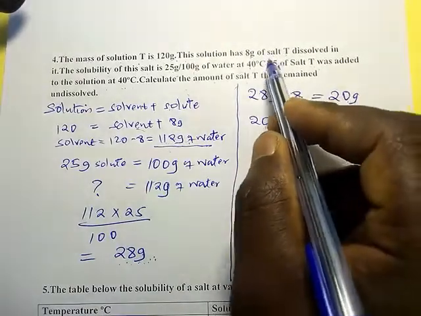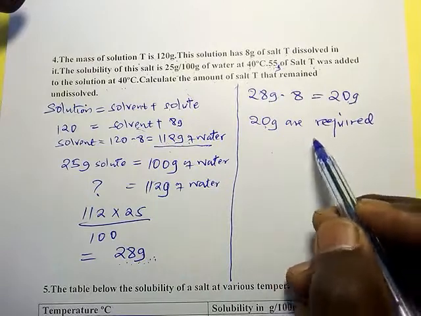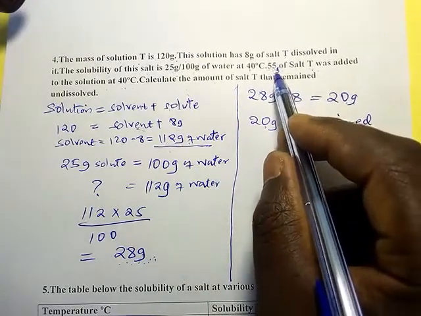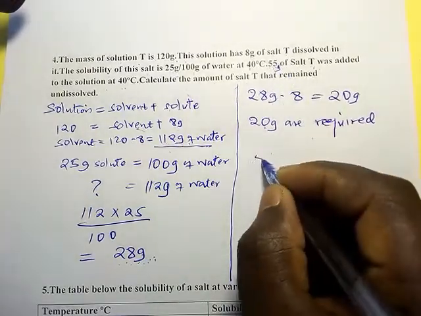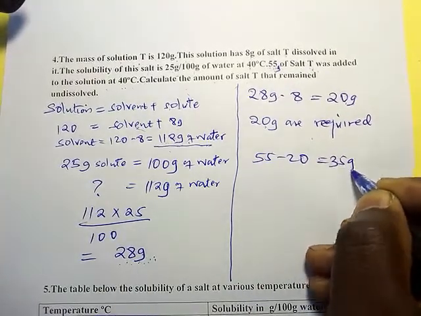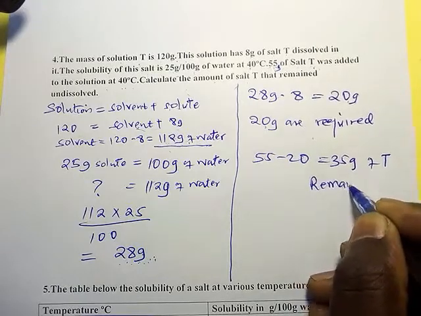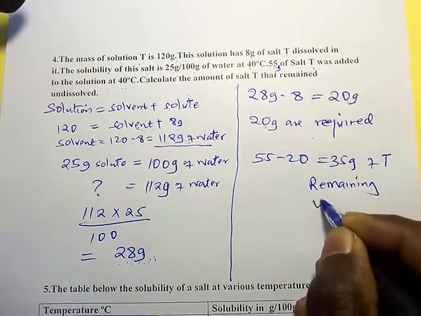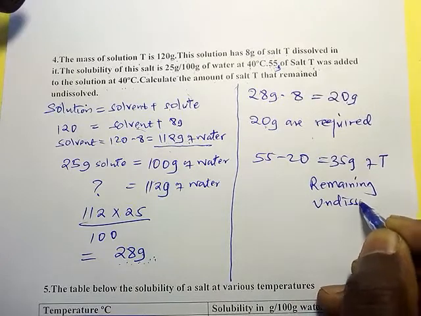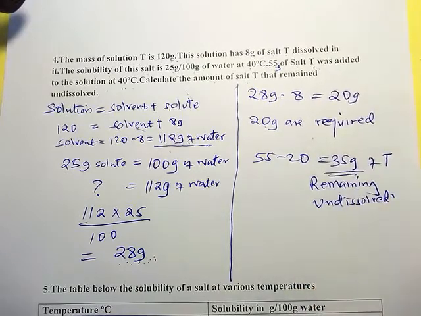But this person is adding 55 grams of salt T. What amount of salt will remain undissolved? So 55 minus 20, we will have 35 grams of T remaining undissolved.